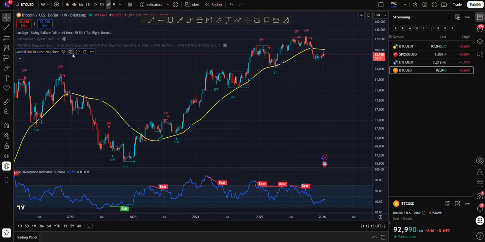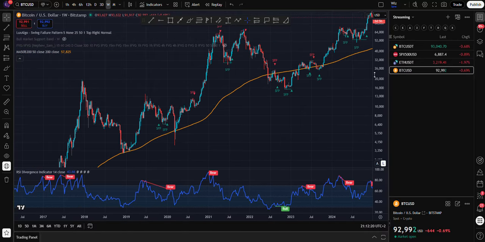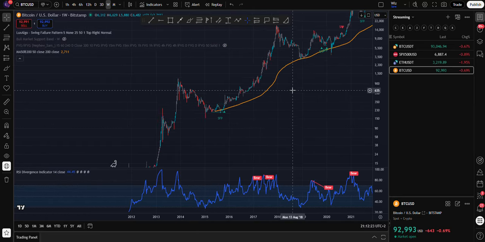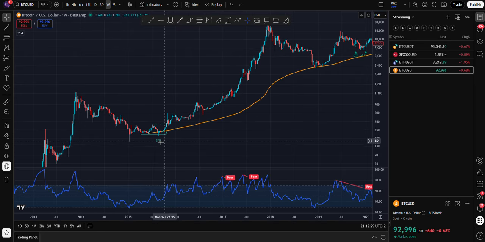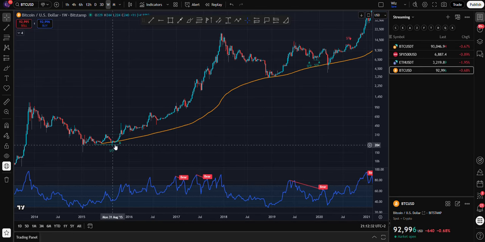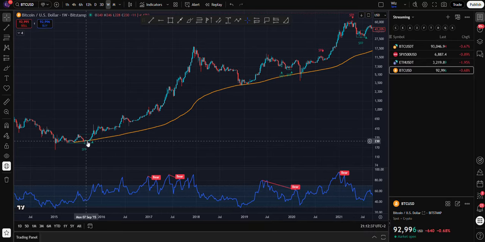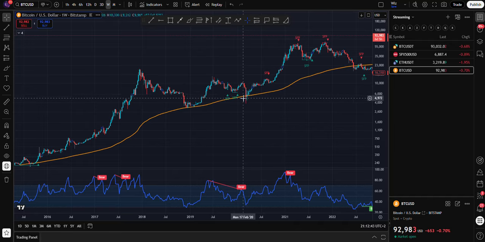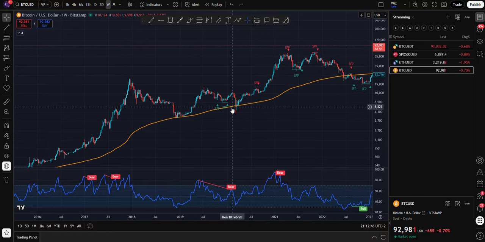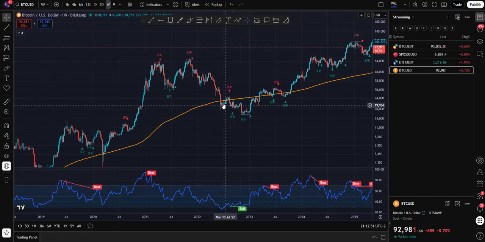And then next one is the 200 weekly moving average. So I usually use this indicator on a very high time frame chart to spot the macro bottoms of the Bitcoin chart. As you can see here, one in 2015, one in 2019, another one in 2020 with a small deviation here because of the COVID crash. The only time that this deviated a lot more was in 2022.